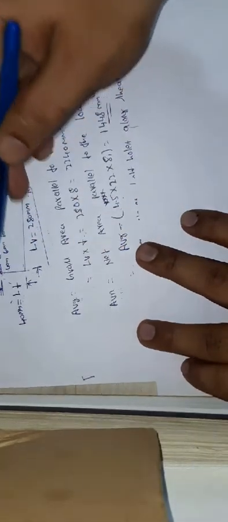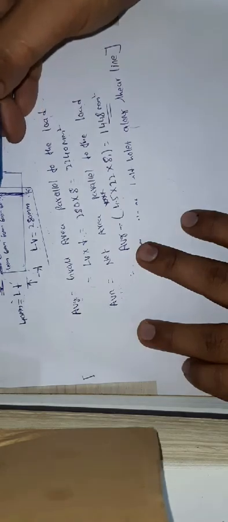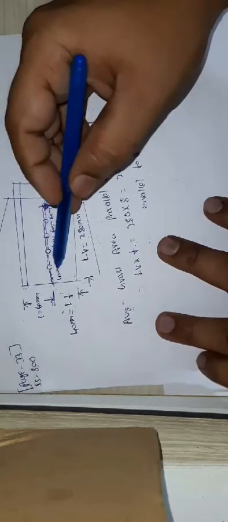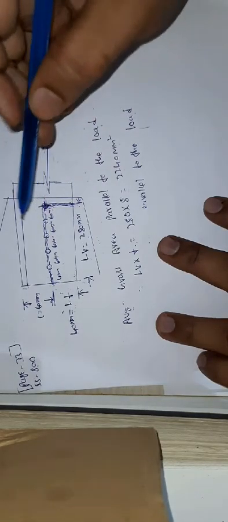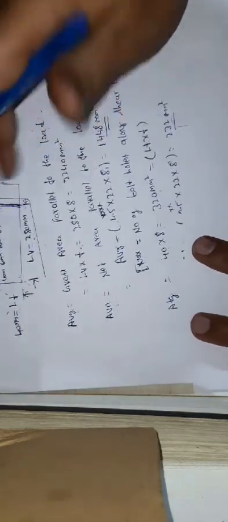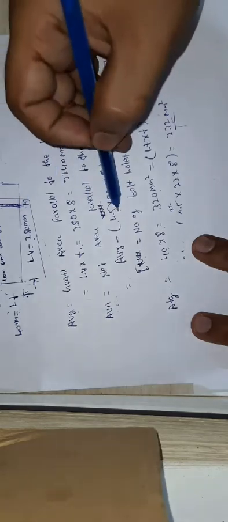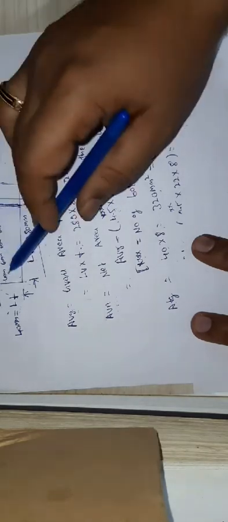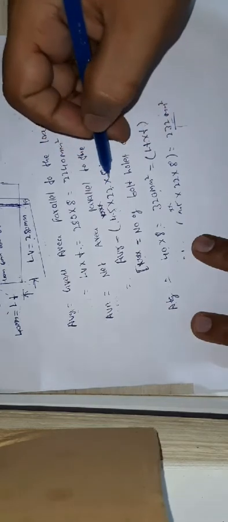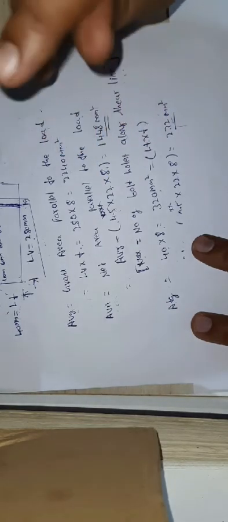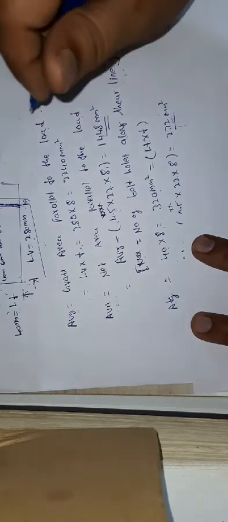So how many bolt holes are here? 1, 2, 3, 4, and half of this one you need to take. So total, you can see 4.5 bolt holes are there along the shear line. So that into 22, which means diameter of the bolt hole, into T, which means thickness of the bolt. So it comes to be 1448 millimeter squared.